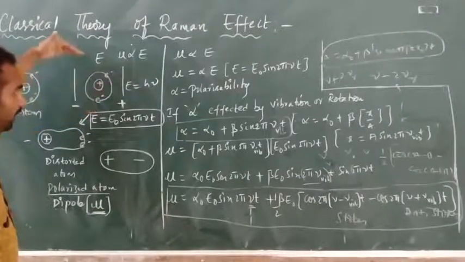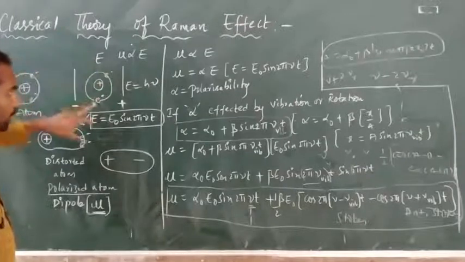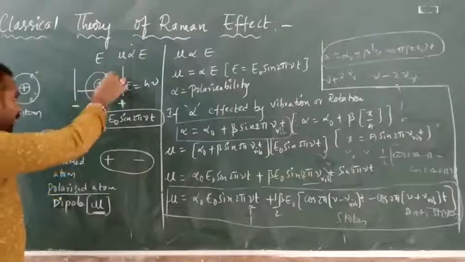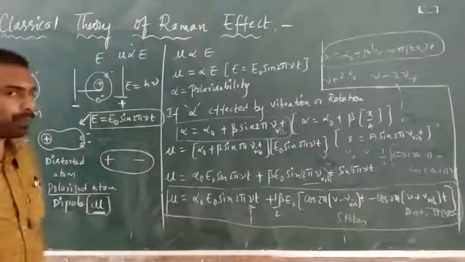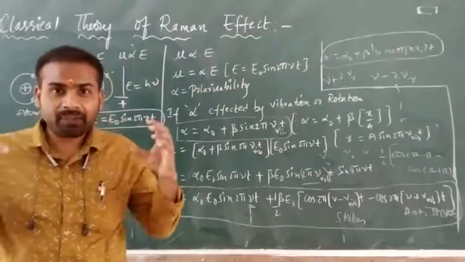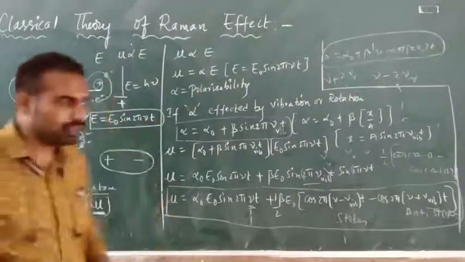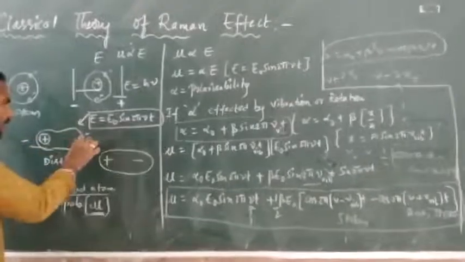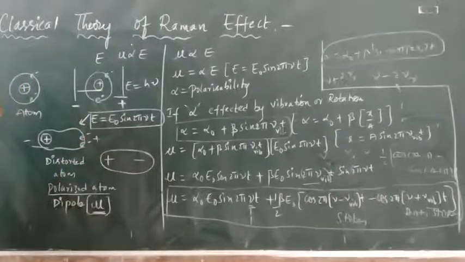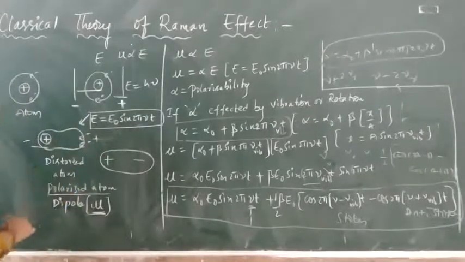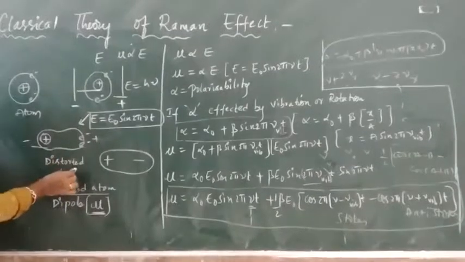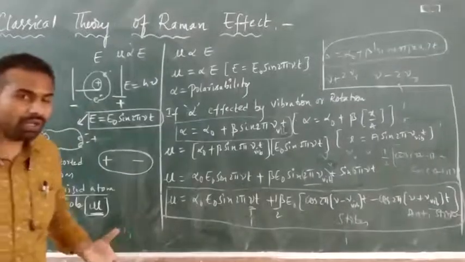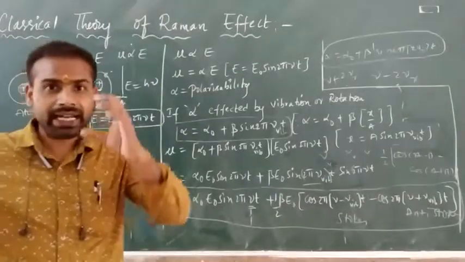What happens when we keep this atom in electric field? The positively charged nucleus will be displaced towards the negative terminal and the electrons of negative charge will be displaced towards the positive terminal. Like that, the atom will be distorted, disturbed. So this is called a distorted atom. Now, we are getting positive charge separate and negative charge separate.